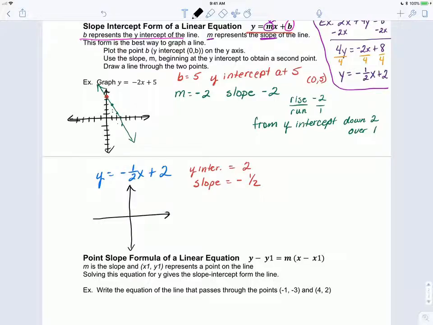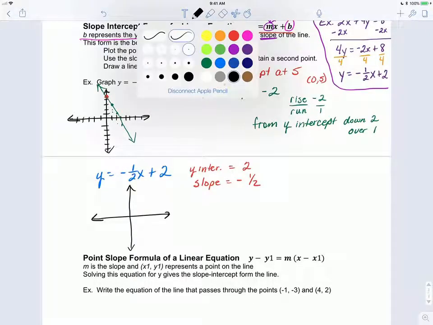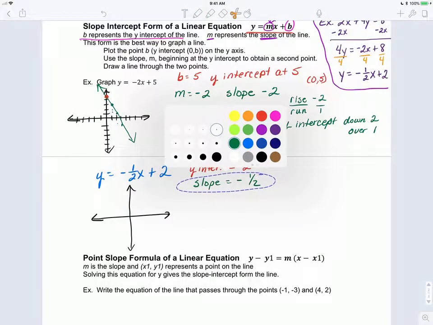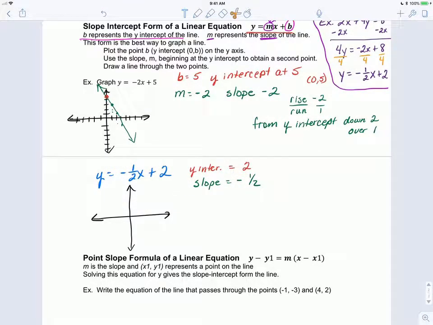And remember, you always start with, make sure they're two colors. Start with your y-intercept, which is at positive 2 in this instance.